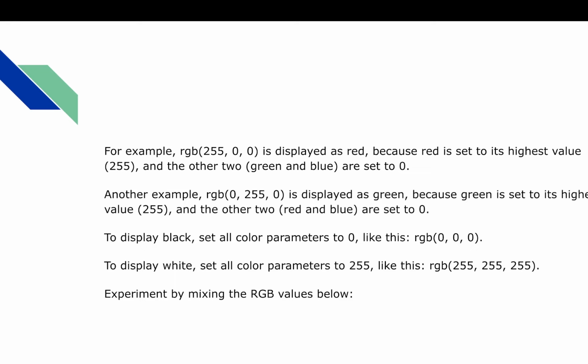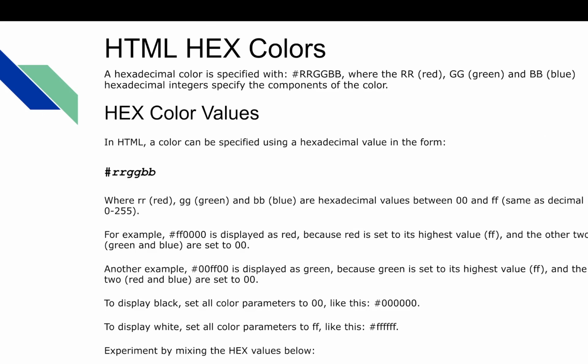So experiment by mixing RGB color values. We have experimented mixing those colors together. So, HTML hex color, I've done that. The HTML hex color is specified with what? With the hash symbol, RRGGBB, where RR is red, GG is green, BB is blue. Hexadecimal integers specify the component of the color.